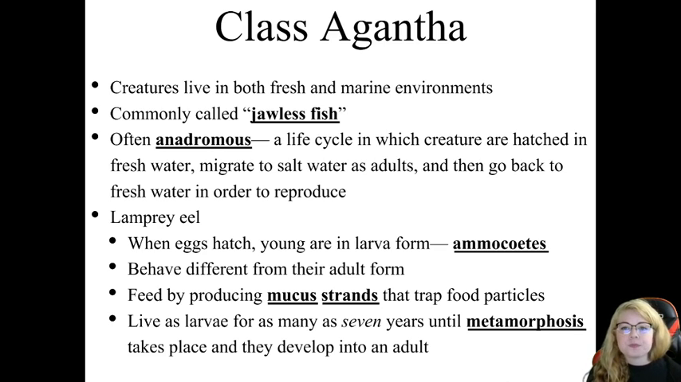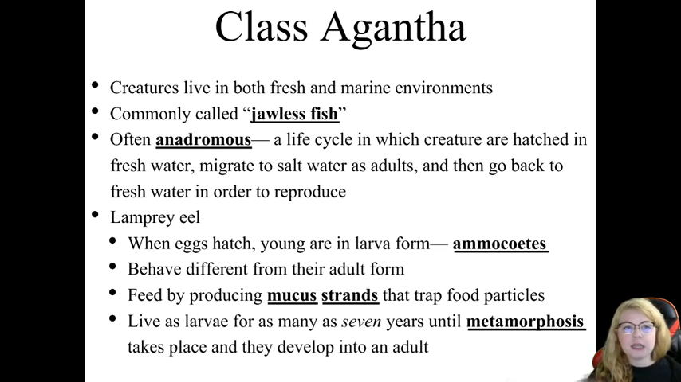These are often anadromous, which is a life cycle in which the creatures are hatched in fresh water. They migrate to saltwater areas as adults, and then they return back to fresh water to reproduce.